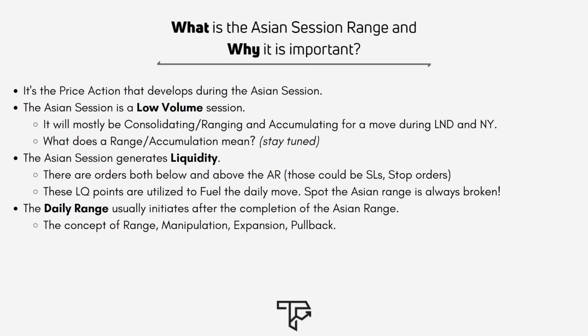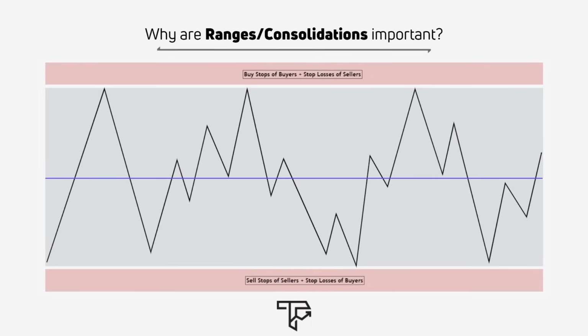And the daily range usually initiates after the completion of the Asian range. So after the Asian session ends, and the Asian session range is completed, then we usually have the daily range being filled, which we're also going to have a look at in a bit, okay? And pretty much we're going to look at the concept of range, manipulation, expansion, and then a pullback, which is pretty much how the daily range looks. Right now, let's pay attention to what a range is and why a range is important.